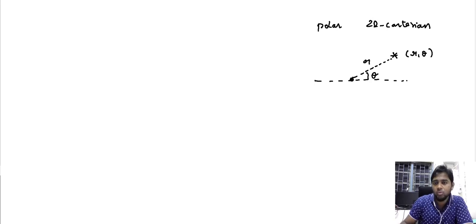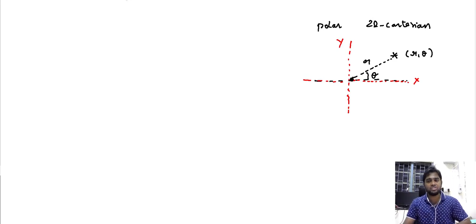Now, in order to establish a relation between this polar coordinate system and the Cartesian coordinates, whose coordinates are x and y, we superimposed the Cartesian coordinates onto the polar coordinate system in such a way that the origin of the polar coordinate system coincides with the origin of the two-dimensional Cartesian system. So this will be our x-axis and this will be our y-axis.